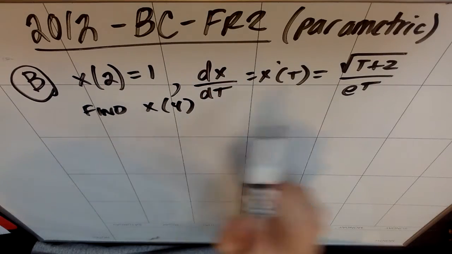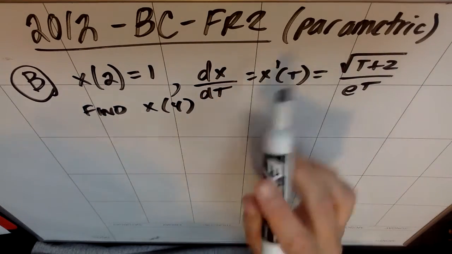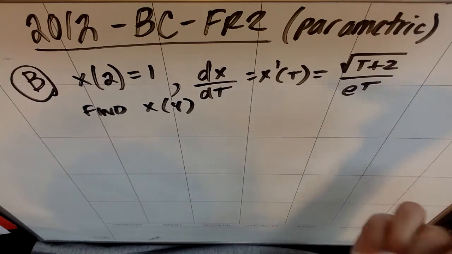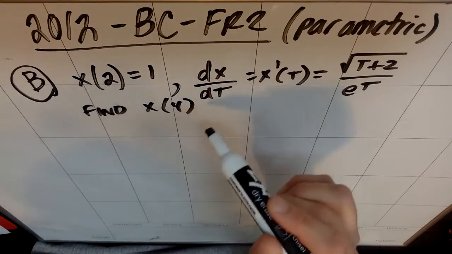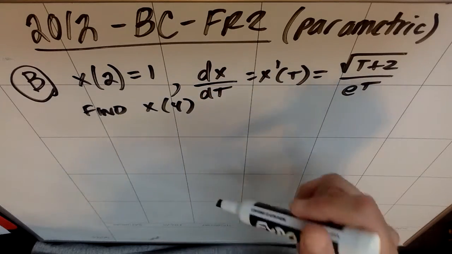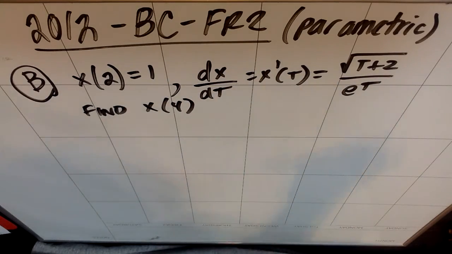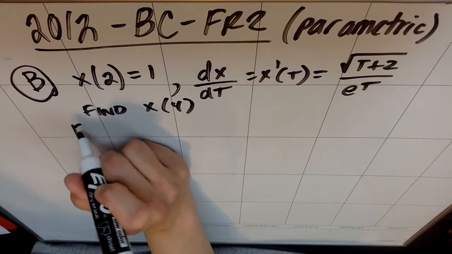Whenever you're given a derivative, either as a graph or as an equation, and you're given one of the two values, like x of something and not x of something else, or y of something and not y of something else, or f of something and not f of something else, this is that first fundamental theorem of calculus, right?